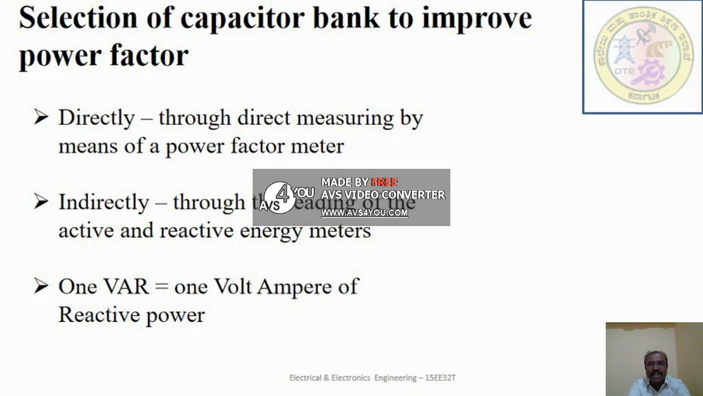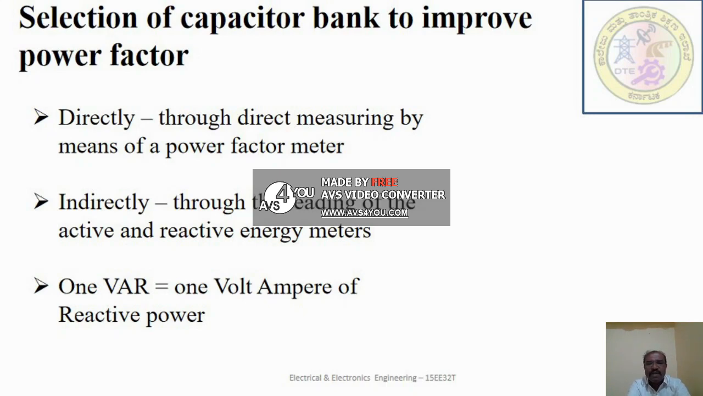There are two different methods. First one is the direct method, second one is the indirect method. Directly means through direct measurement by means of a power factor meter. Indirectly means through the reading of active and reactive energy meters. The power factor meter is a measuring instrument able to display the power factor cos phi at which the load is absorbing the energy. The reading of the instrument shall be carried out at different moments of the load cycle so that an average power factor value can be obtained.